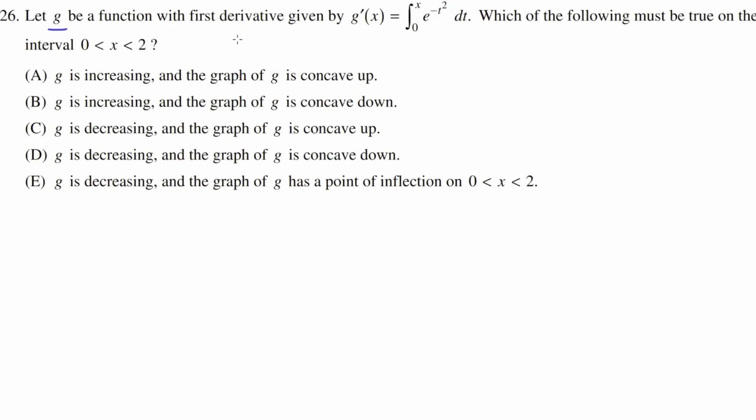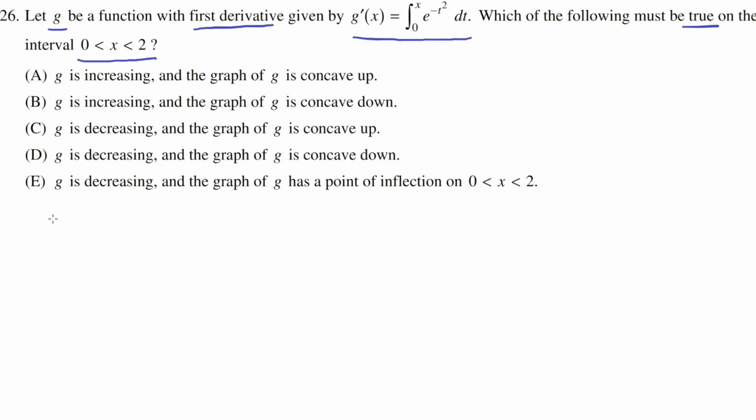Let g be a function with first derivative given by g prime of x equals the integral from 0 to x of e raised to the negative t squared with respect to t. Which of the following must be true on the interval x is greater than 0, less than 2? So from these answer choices, we can see that we need to determine whether the function is increasing or decreasing, and concave up or concave down.